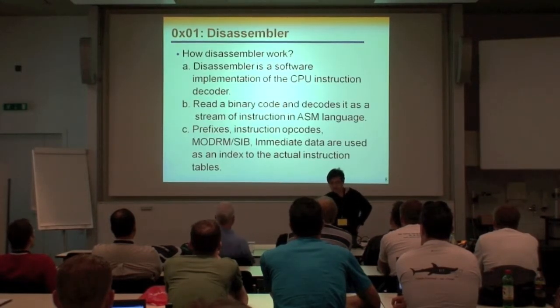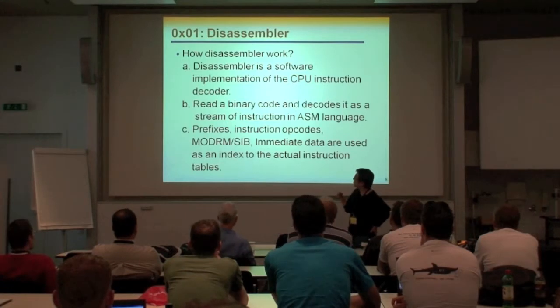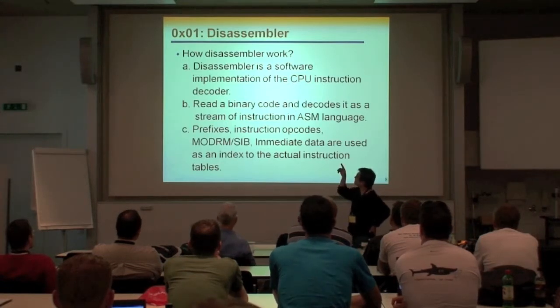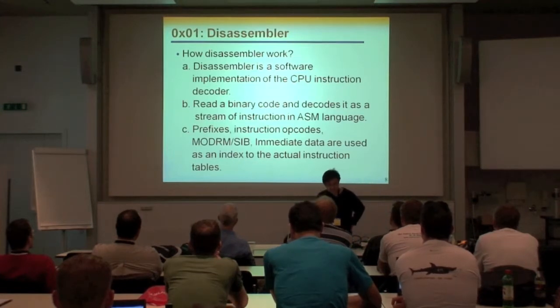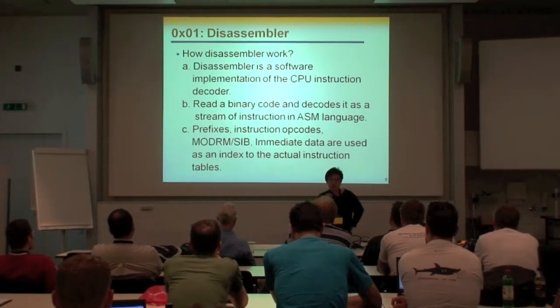So now the question is, how does this disassembler work? This definition is grabbed from Wikipedia. A disassembler is the software implementation of the CPU instruction decoder, and reads the binary code and decodes it as a stream of instructions in assembly language.